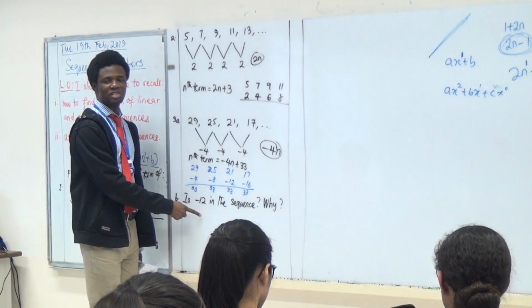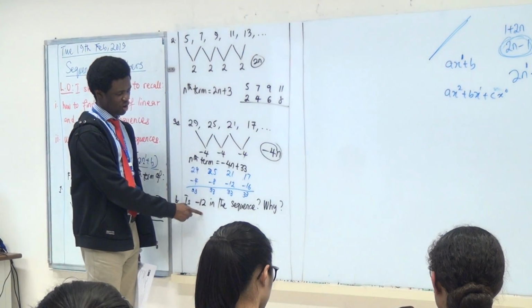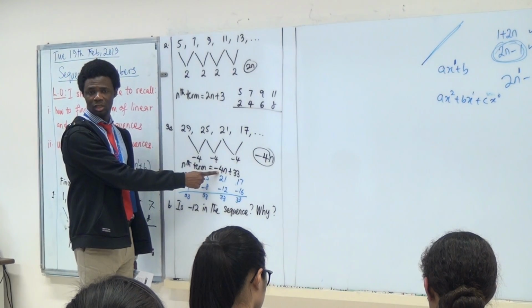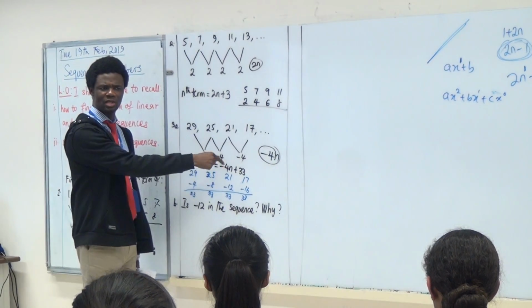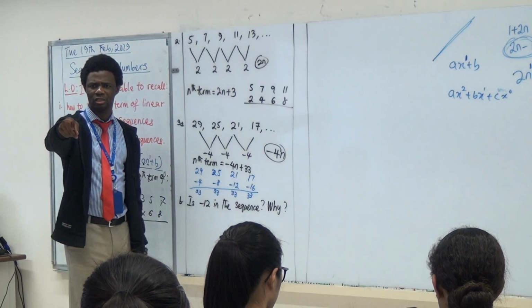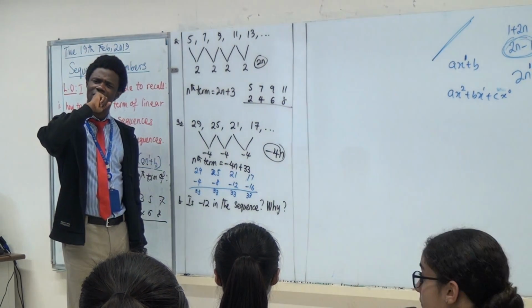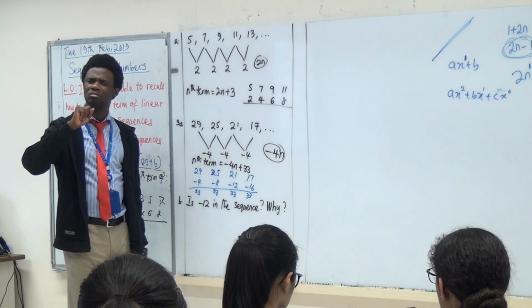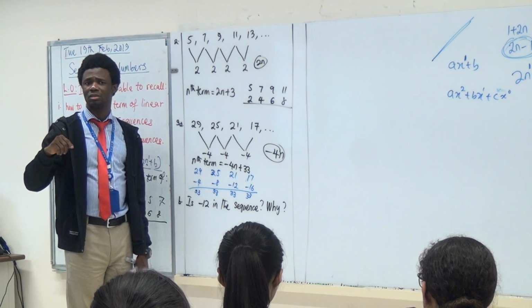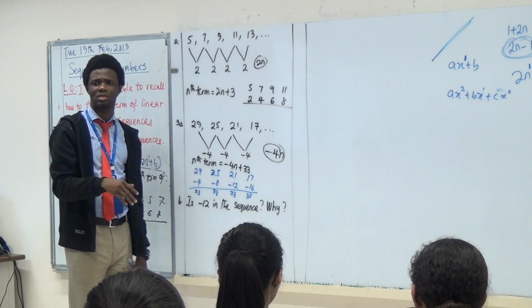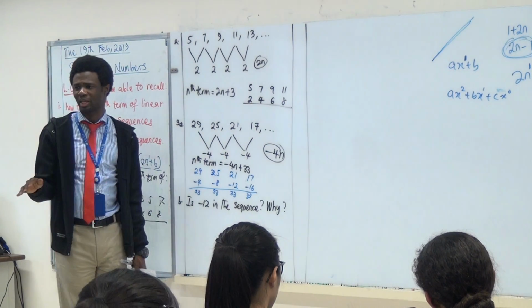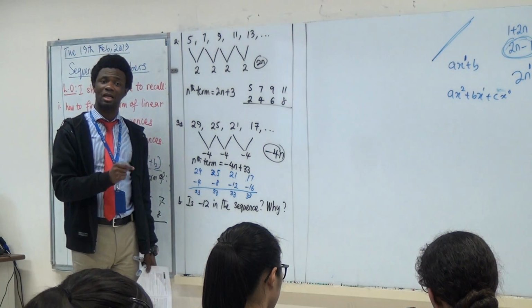If minus 12 is in the sequence, then minus 12 must be generated by this n term. Remember, what does n stand for in this n term formula? The input? No, now you're thinking basics. That's when we use the input and output language. This is form 3. Come on, you're big boys and girls now. What does n stand for?